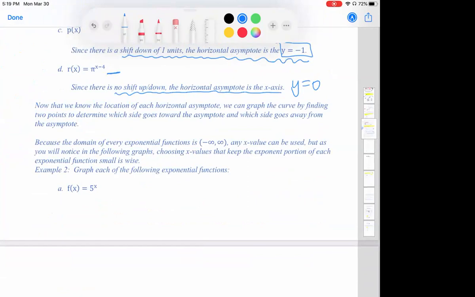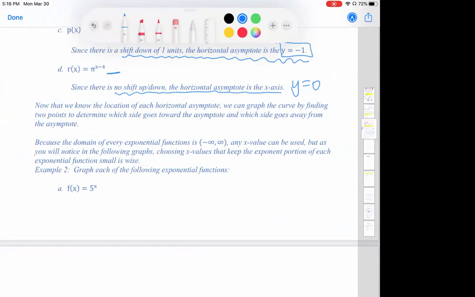Now that we know the location of each horizontal asymptote, we can graph the curve by finding 2 points and determining which side goes toward the asymptote and which side goes away from the asymptote.